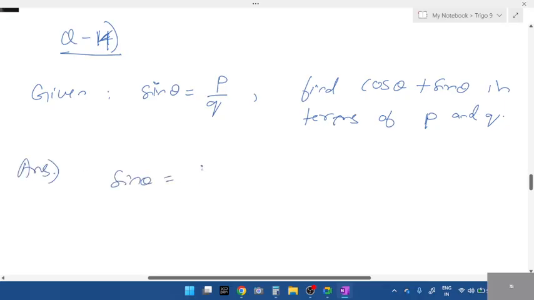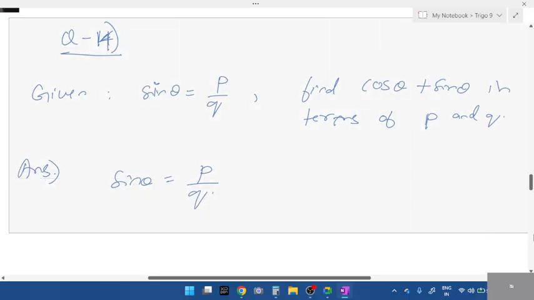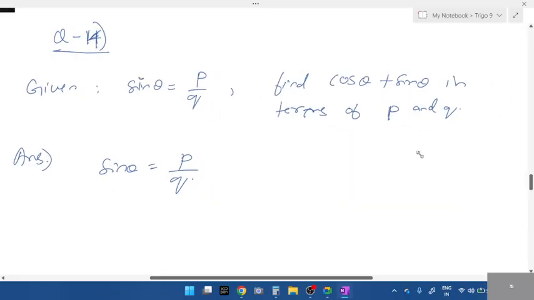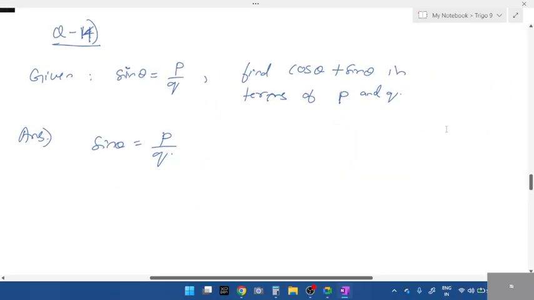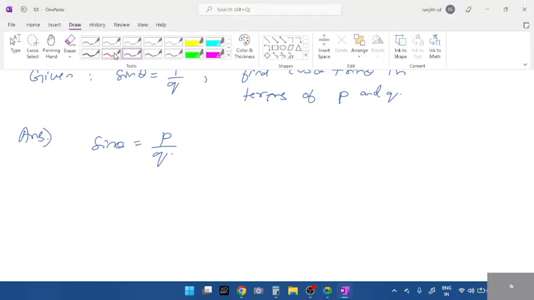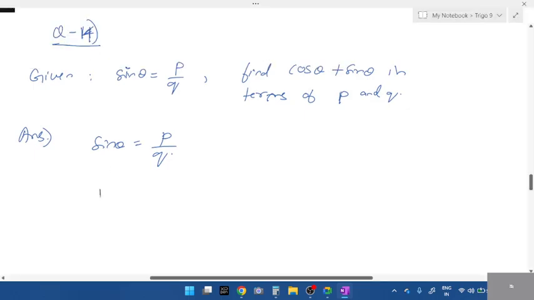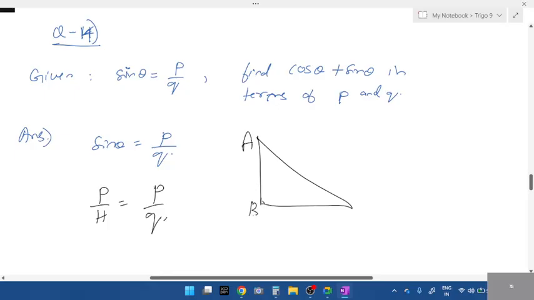I'll solve this. Look at the screen, students. You can do it later. You can copy it later. I'll solve this. This is a bit tricky one. Concentrate, all three of you. Sine theta. What is the sine theta formula? Perpendicular by hypotenuse. P by Q. Draw a right angle triangle. Name it as ABC. Have they given anything? Sine A, cos A, nothing, right?